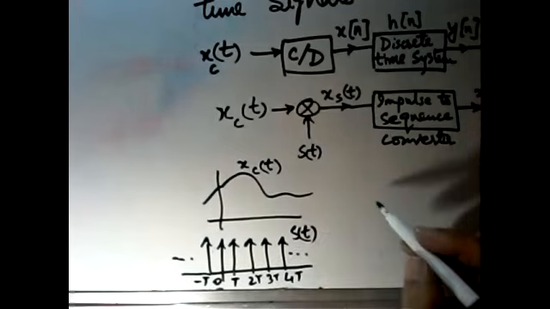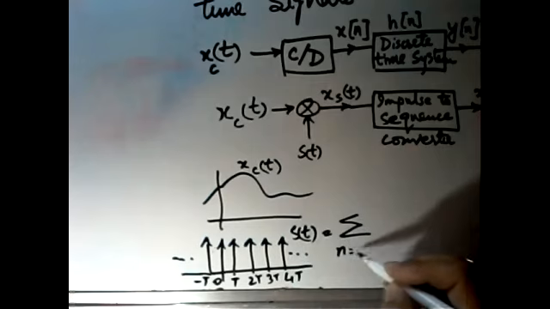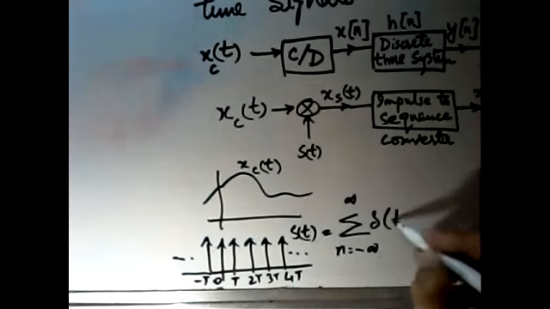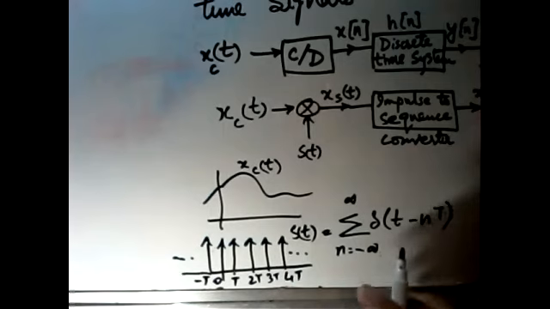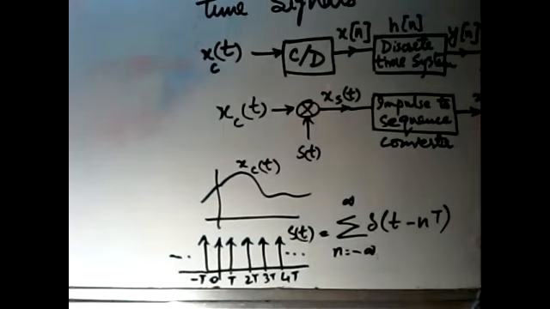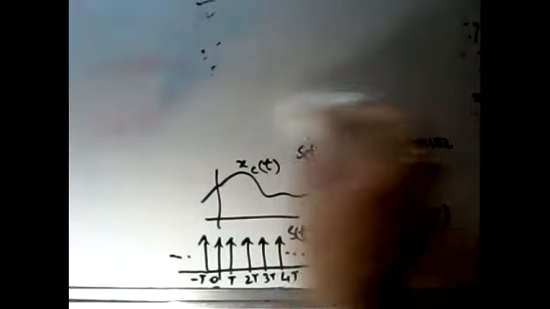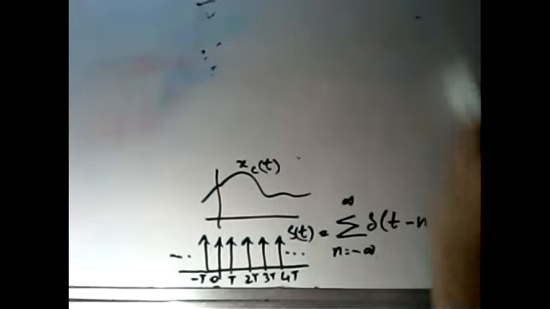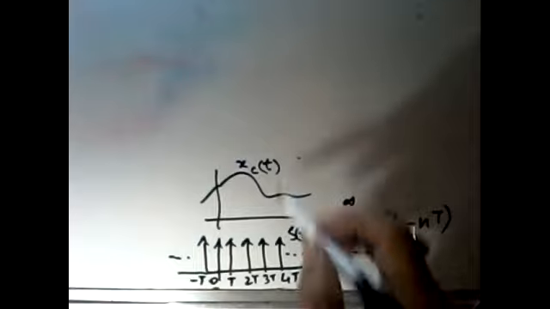Okay, so s of t can be written as summation of n equal to minus infinity to infinity delta of t minus nT. And to draw what is the output of this signal xs of t.